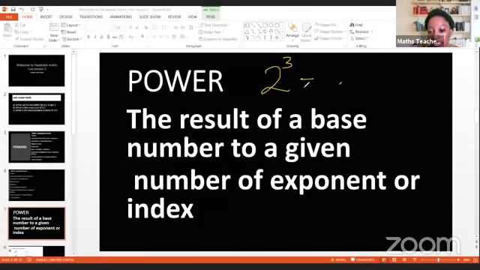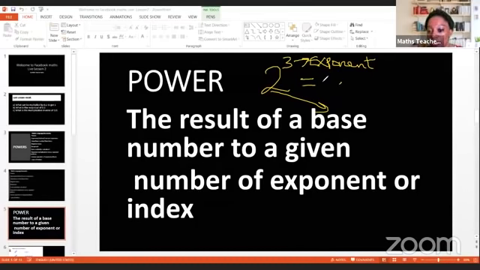So in this case, this big number here is called the base number. And the 3 there, the small number there, is called the exponent, okay? So you need to remember that. So when a base number is raised to a given exponent, you would have what we call the power. Now, what does 2 cubed mean, or 2 raised to power 3 or 2 to the 3rd power, since that's what we know it as now?